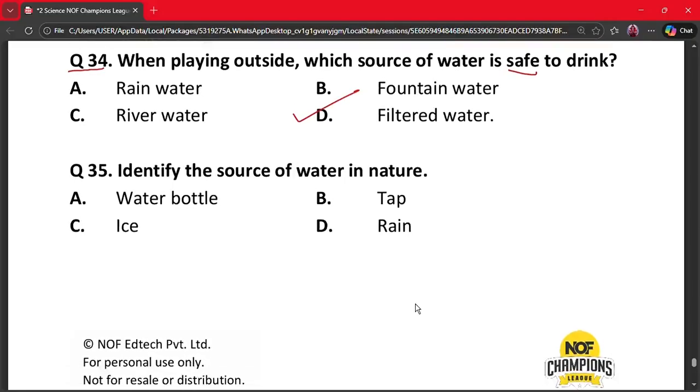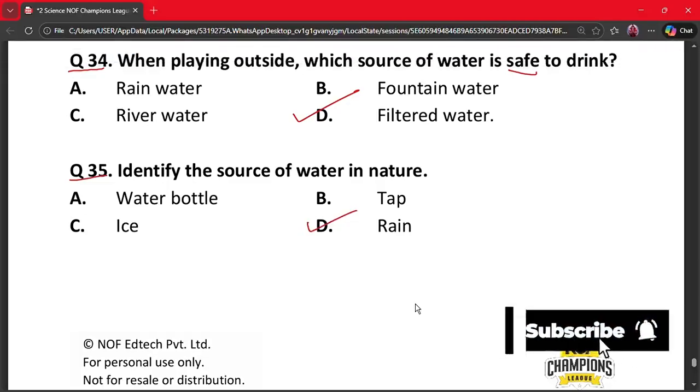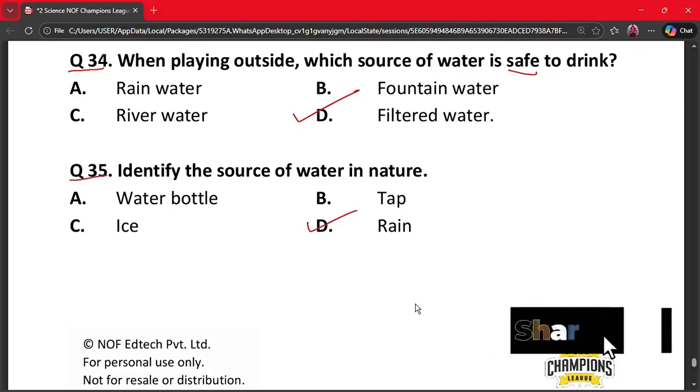Next question is question 35. Identify the source of water in nature. A. Water bottle, B. Tap, C. Ice, and D. Rain. The correct answer is option D. Rain is a natural source of water, and the other options, that is water bottle, tap, and ice, are man-made. So the correct answer is option D.